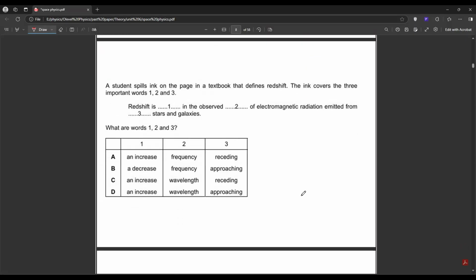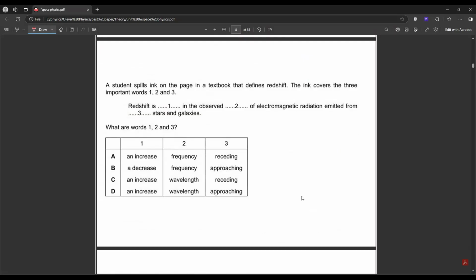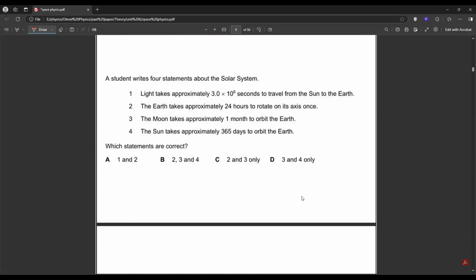Let's further move ahead. A student spills ink on the page in a textbook that defines redshift. The ink covers the three important words 1, 2, and 3. Redshift is the increase in observed wavelength of electromagnetic radiation emitted from receding stars and galaxies that are moving away from Earth. C is your answer. If your galaxy is moving away from Earth and there is an increase in wavelength, then that is known as redshift. C is your answer. Let's move ahead.